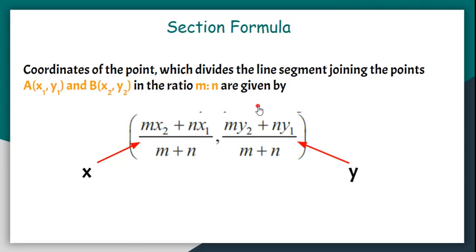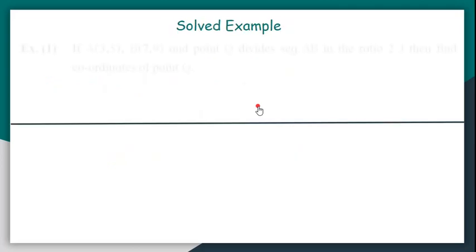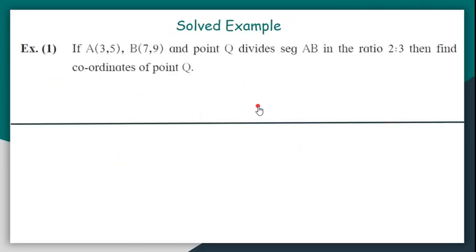Let's solve some example to understand this better. Suppose I have a question in which I have 2 points A and B. There is a point Q which divides the segment AB in the ratio 2:3. I have to find the coordinates of Q. These are the direct questions of section formula. Okay. Now to solve this question, let's first represent this using a diagram.